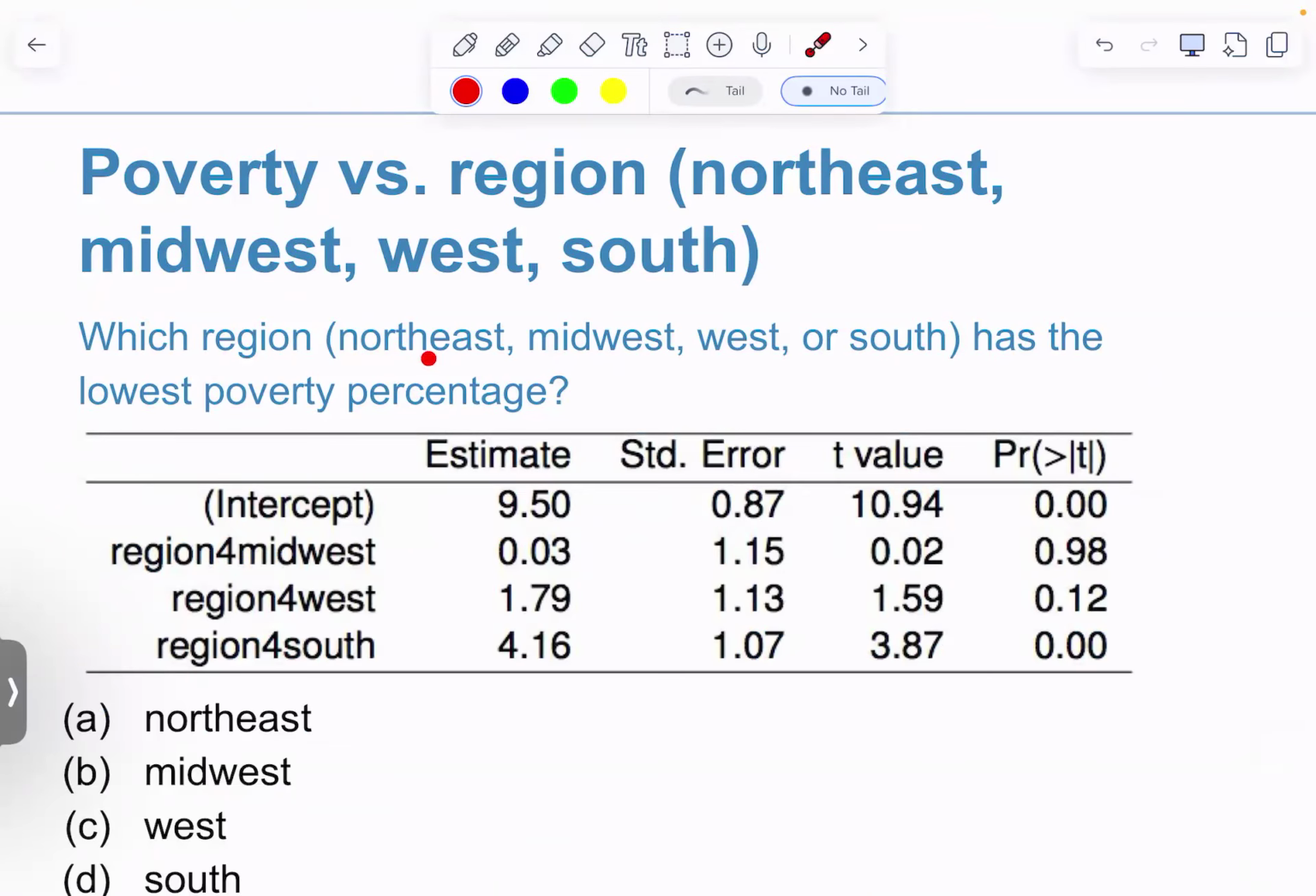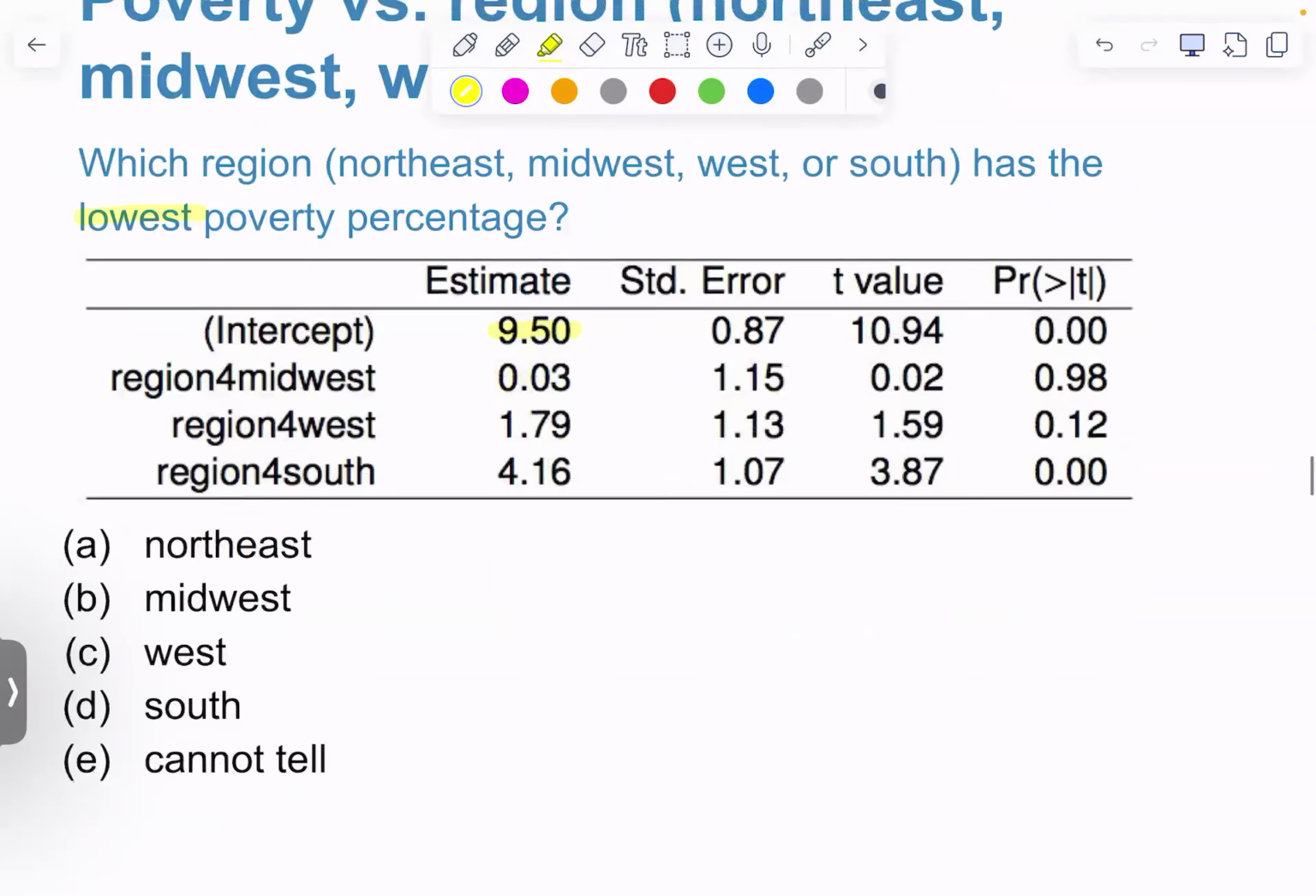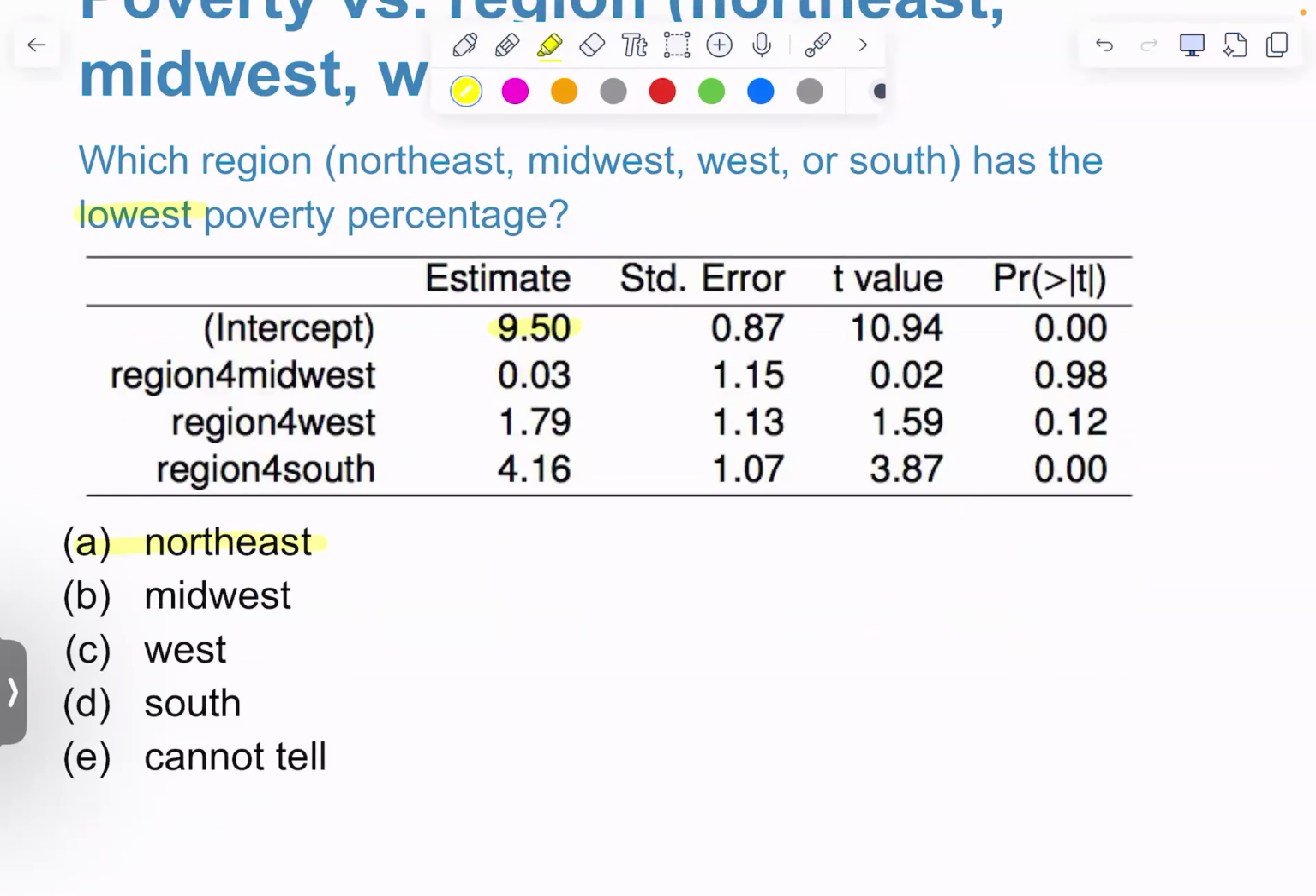Which region out of those 4 has the lowest poverty percentage? All of these are adding to my reference level. Because my reference level is the Northeast at 9.5, in the Midwest I would add 0.03 to that, or if it was the West, I would add 1.79, or if it was the South, I would add 4.16. And so the lowest option here is 9.5, which corresponds to the Northeast.